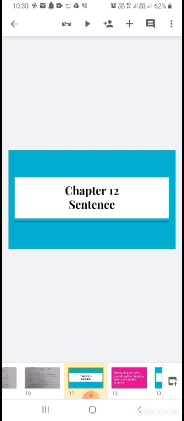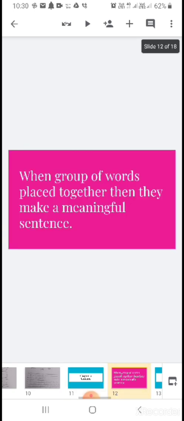Sentences. So open the page number 61. On page number 61, first we will learn what a sentence is. When a group of words is placed together to make a meaningful sentence.